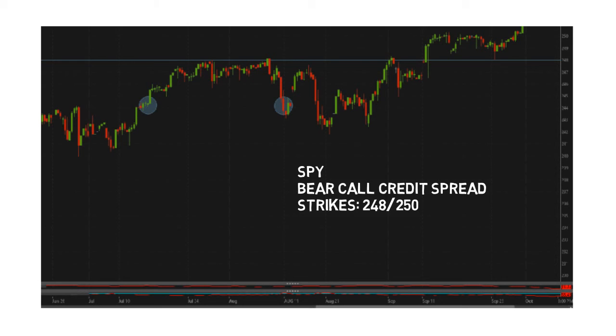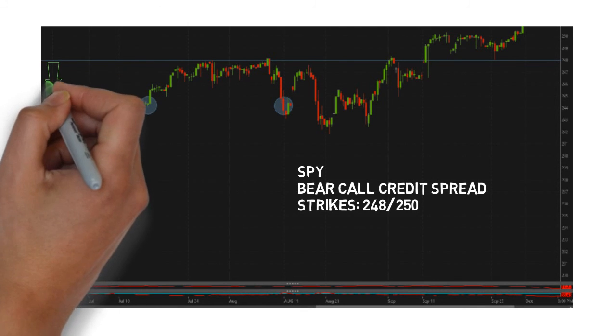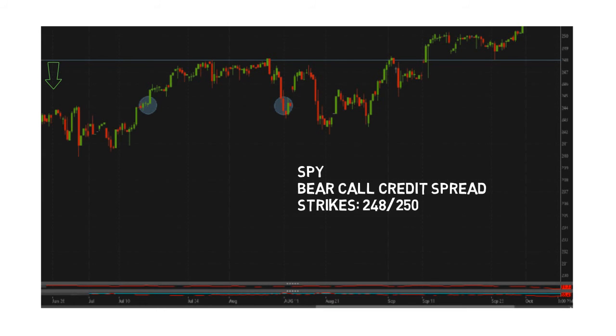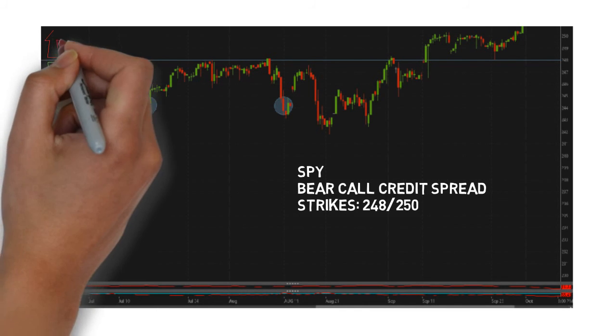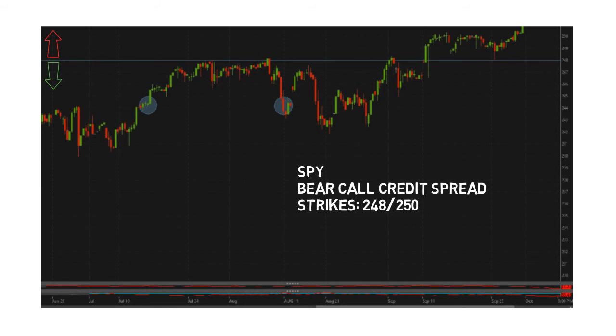The blue line represents the short strike, so $248. If the price is below that line, the position will reach max profit. If it moves up and beyond that price level, the position would end at a loss. The 2 blue circles are my entry and exit point.